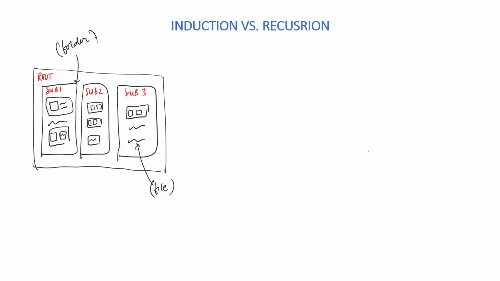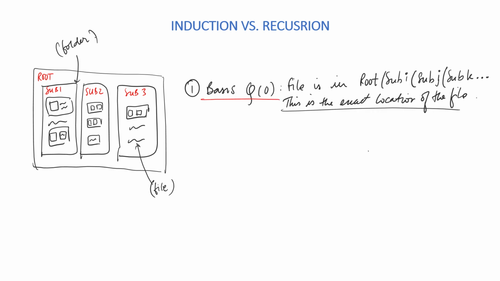So this is induction versus recursion. The idea with induction is that you start with the basis. So the basis is that the deepest subfolder, sub K, is part of a folder called J. J is a part of a folder called I. I is the part of the root directory. What we need to prove is that the exact location of a file is somewhere in this chain. The base case is to sort of say the exact location of the file.